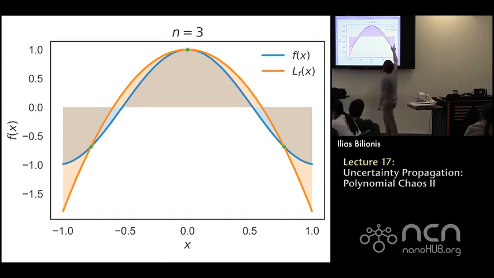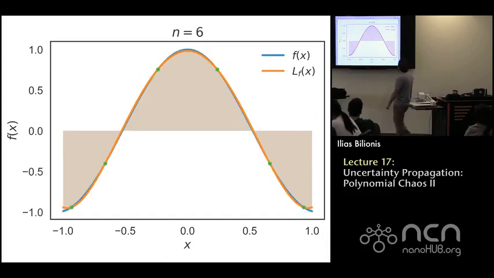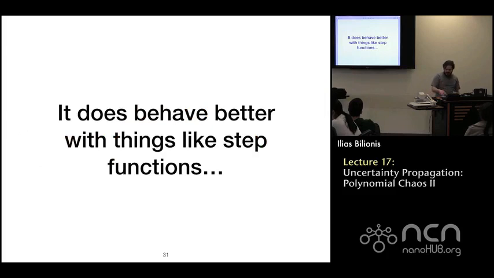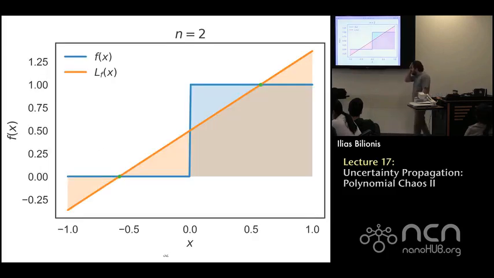So we interpolate, we get the Lagrange interpolant, and then we approximate the blue area with the orange area. But again, this is what worked before, and it continues to work now. Just notice that the nodes are not equidistant. That's the only thing I want you to notice. Anyway, it does behave better in things like step functions, but not that much better, but better.